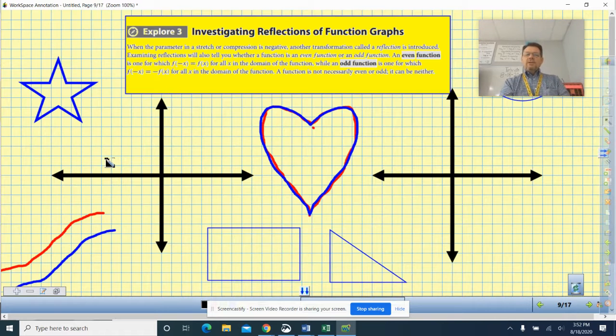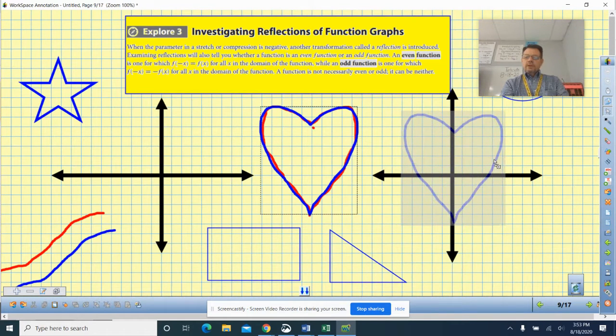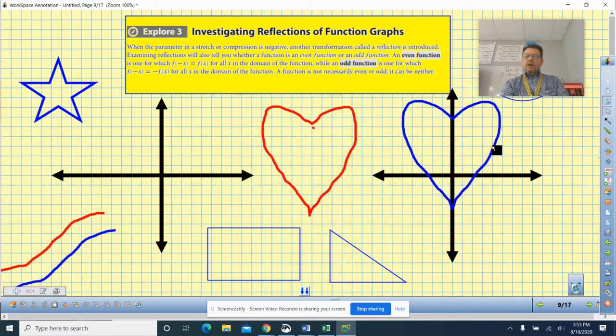So let's start off with, and don't make fun of my little hearts and squiggly worms here, okay? Doing the best I can. So let's start off with our heart here. I'm grabbing my blue one. So here's my heart. I'm going to put it up here. And you notice the y-axis is going right down the middle, right? So what's going to happen if I flip that over or reflect it across the y-axis like this?